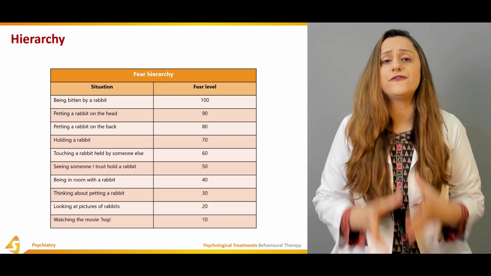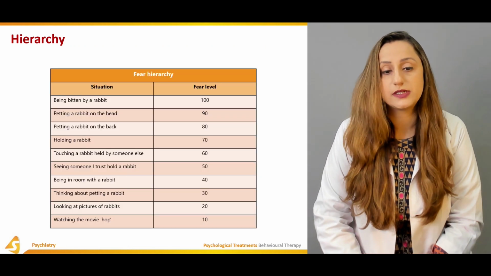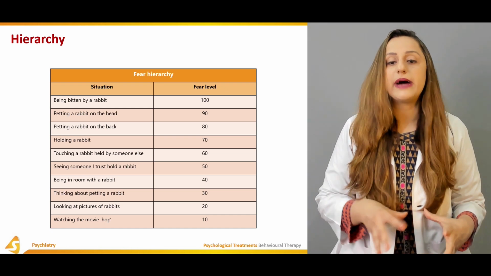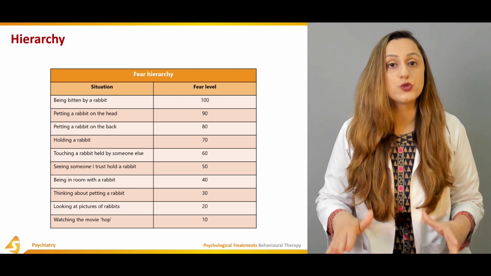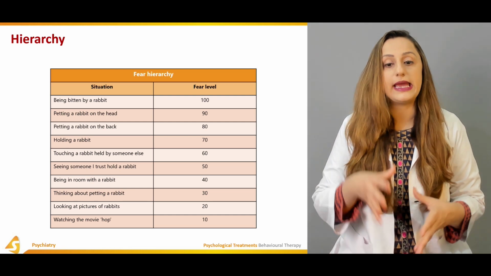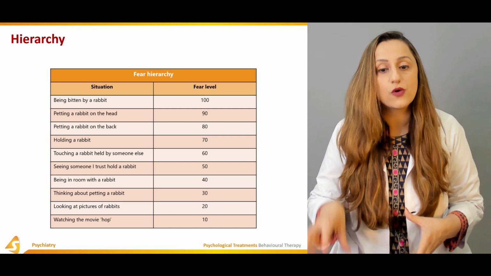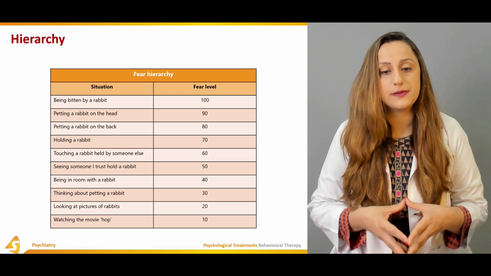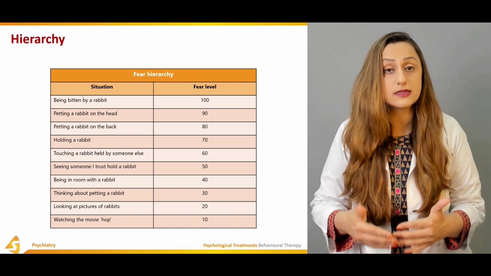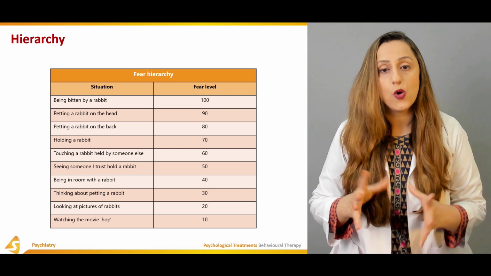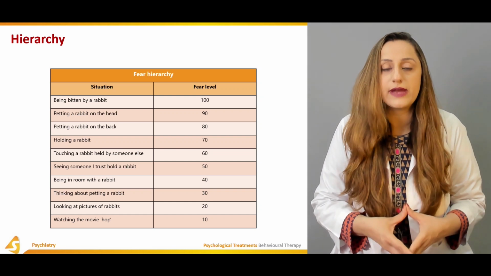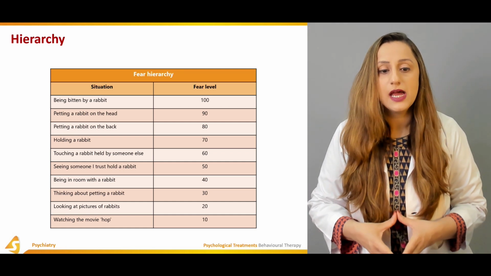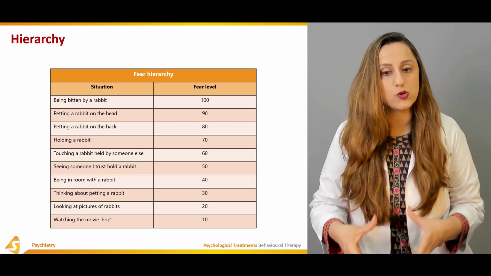So when we talk about the fear hierarchy, you can just have a look at the table. The situation can be being bitten by a rabbit. The fear level is at almost 100. Then petting a rabbit on the head is going to lower the fear level to 90. Then petting a rabbit on the back will lower the fear level to almost around 80. Then holding a rabbit is going to put the fear level at 70. Touching a rabbit held by someone else is almost at 60.